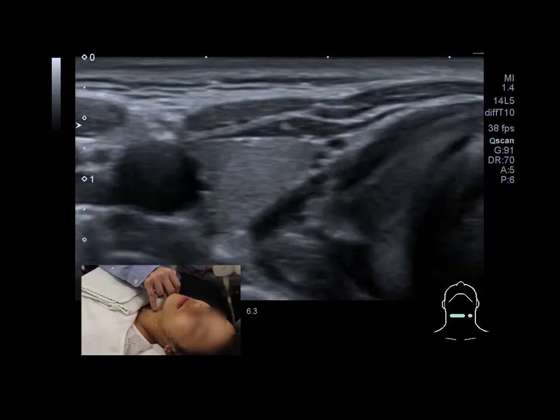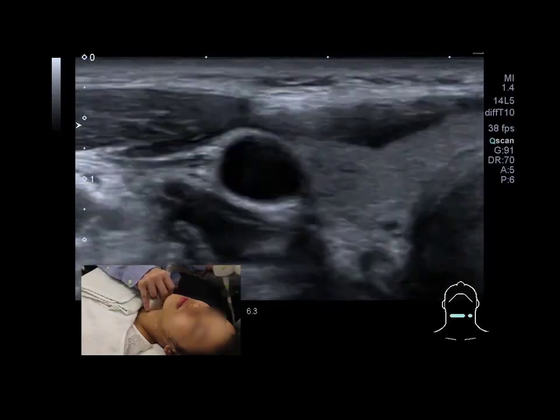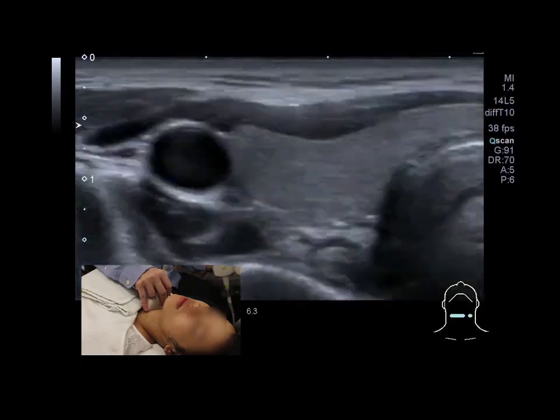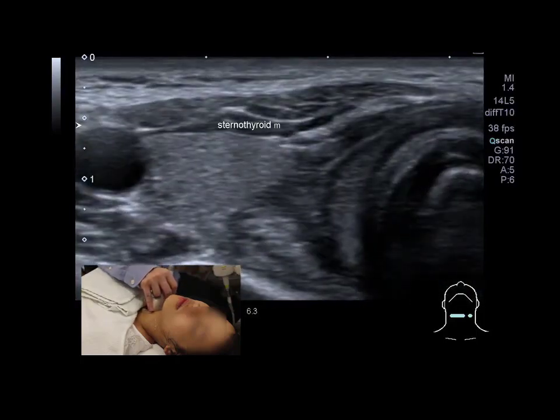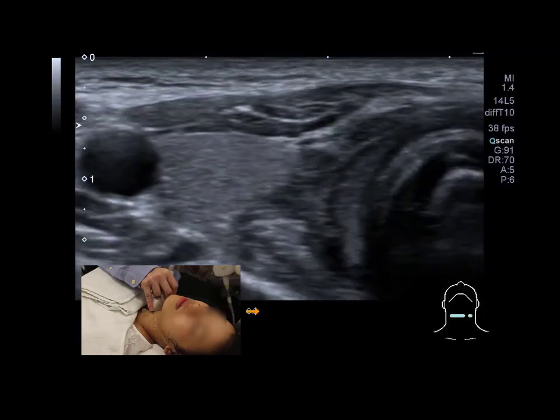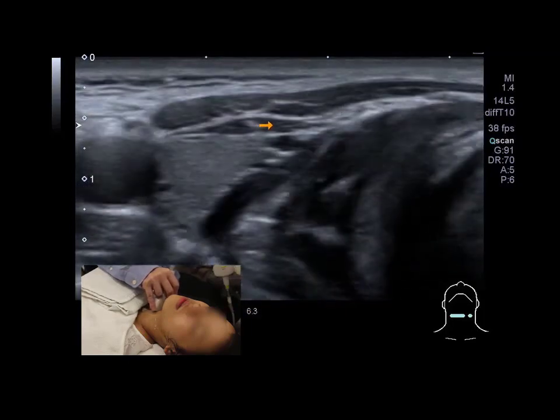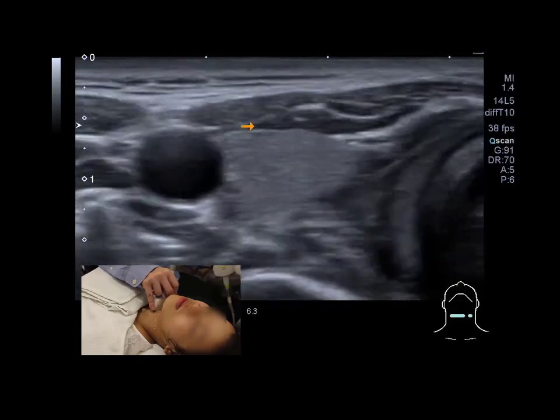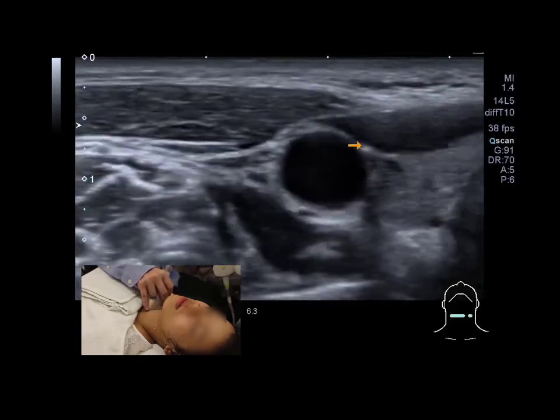Okay, next we're gonna do the second strap muscle, which is sternothyroid. Sternothyroid is the strap muscle that attaches to the thyroid gland like this. So it almost always covers the thyroid and abuts the thyroid. When we move up and down, follow the arrow up and down, it almost always covers anterior to the thyroid gland.